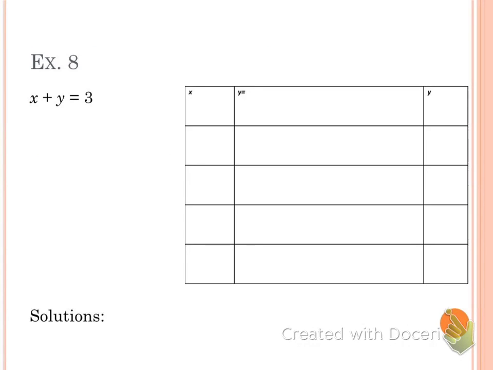All right, we're going to follow those steps. The first step was to get y by itself. Who can raise their hand and tell me how to do that? Natalie. Subtract x from both sides. So y equals 3 minus x, or you could put negative x plus 3.